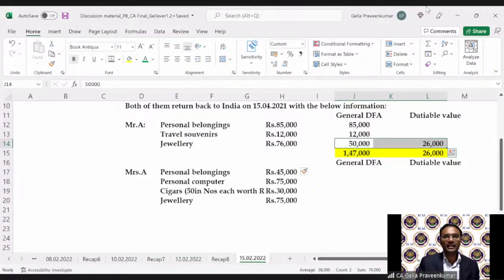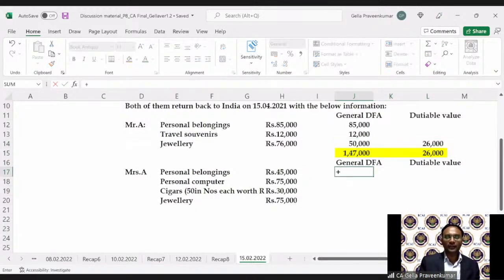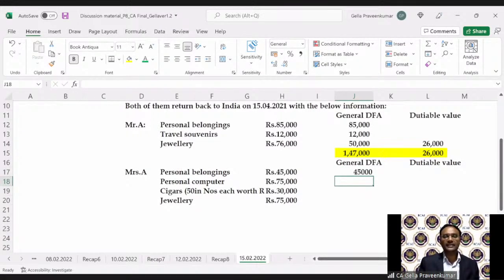Let me confirm the answer. So here, in case of Mrs. A, 45,000 personal belongings, no one can tax. Personal computer, 75,000. So here, is this dutiable? I would say yes. I have a cap of 50,000 under general duty free allowance. So here I'll say 50,000 is general duty free allowance. Balance 25,000 is dutiable.